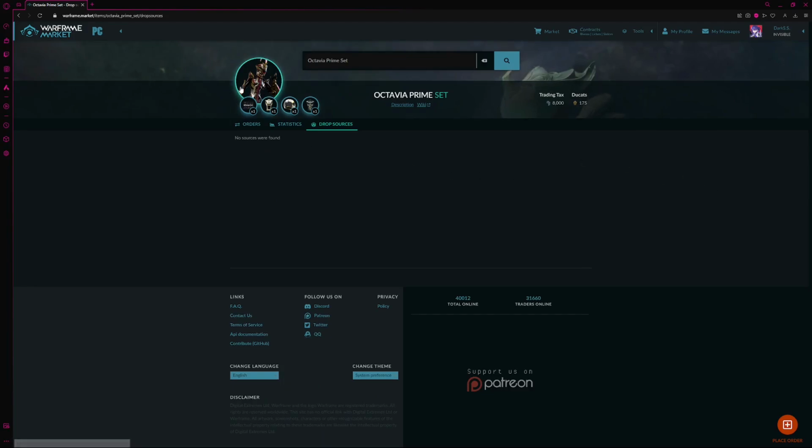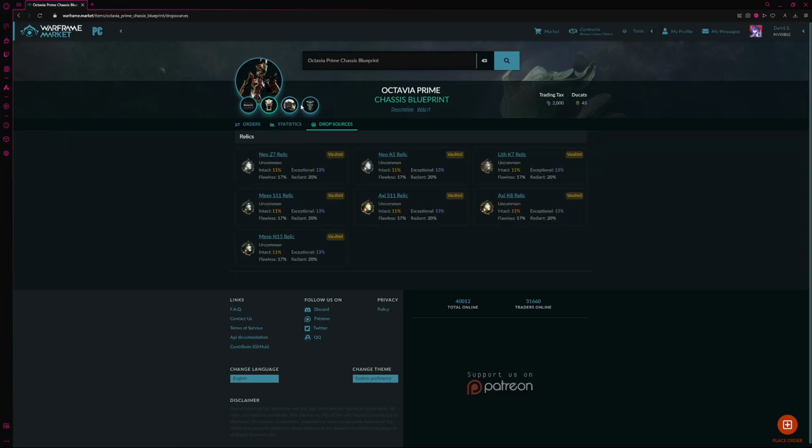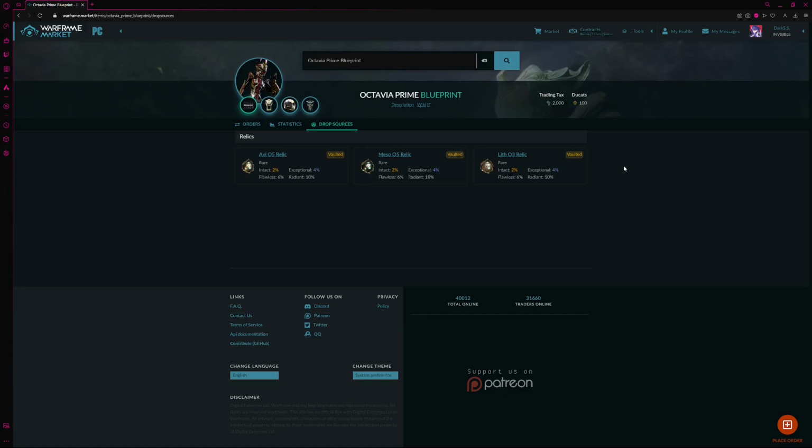Her drop sources are... I forgot to say this. If you're looking at the set, obviously you can't get the entire set in one go, right? So you have to actually look at the blueprints. So vaulted. All of it's going to be vaulted, I already know that. I would assume individually the blueprints are the most expensive because of how few relics there are.